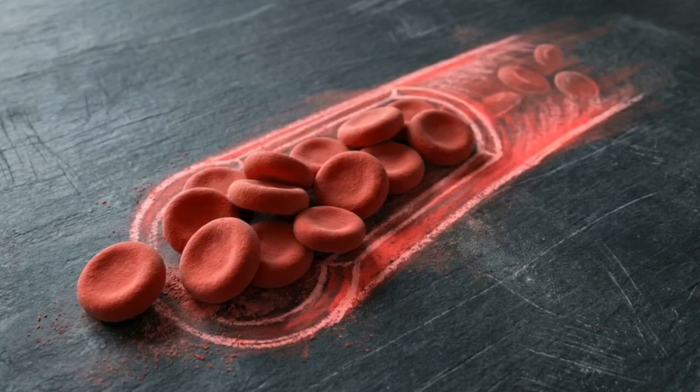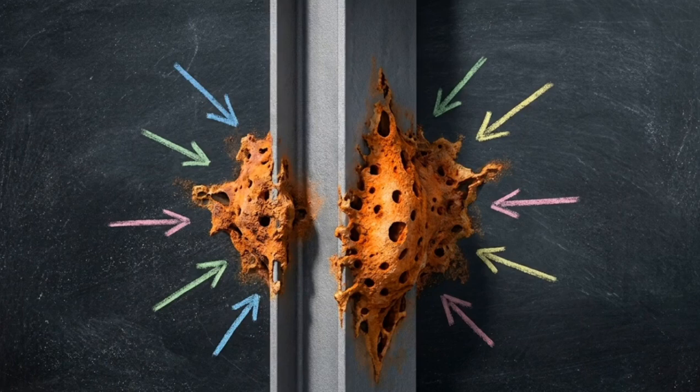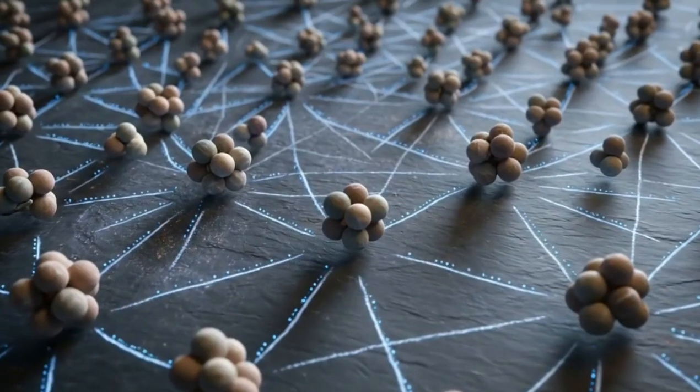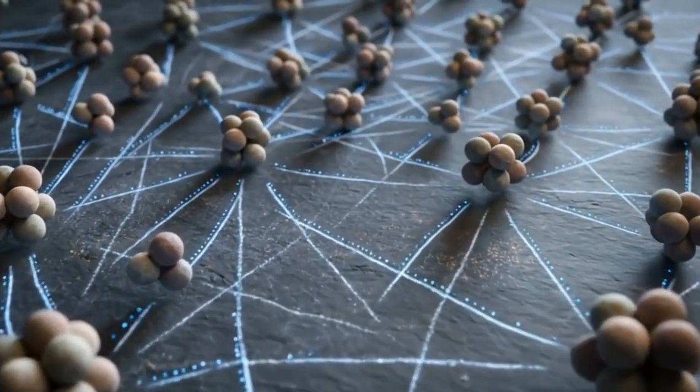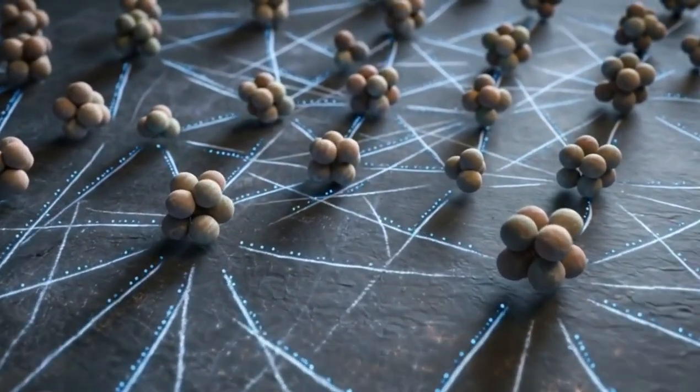Whether it is hemoglobin processing oxygen in the blood or an iron beam rusting in a bridge, every instance is driven by the same transfer of electrons. By tracking the flow of electrons instead of memorizing macro rules, the diverse phenomena of redox chemistry consolidate into a single cohesive framework.